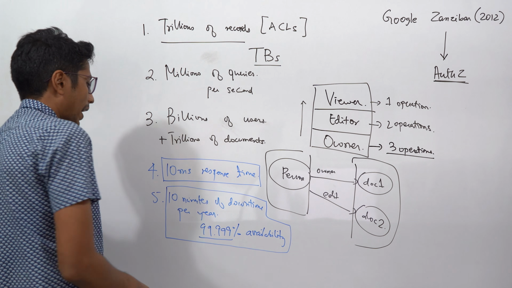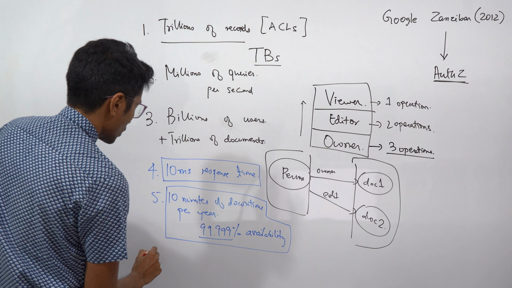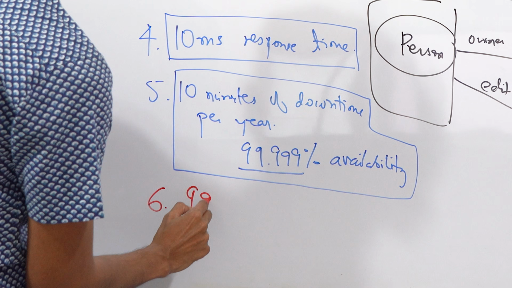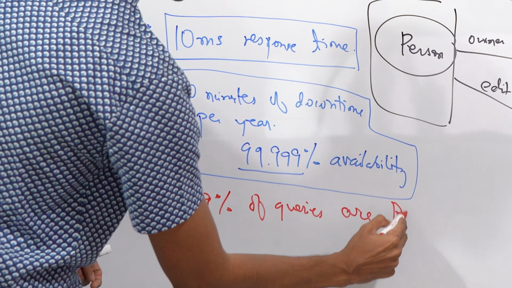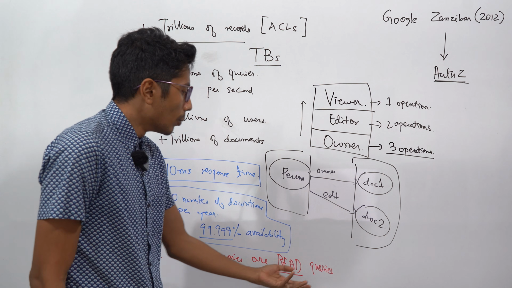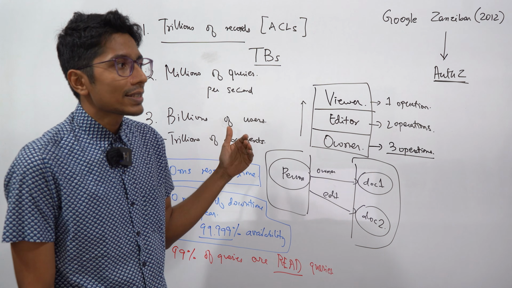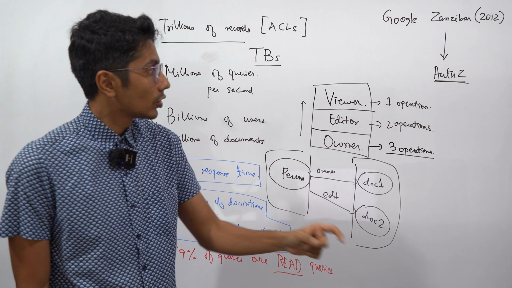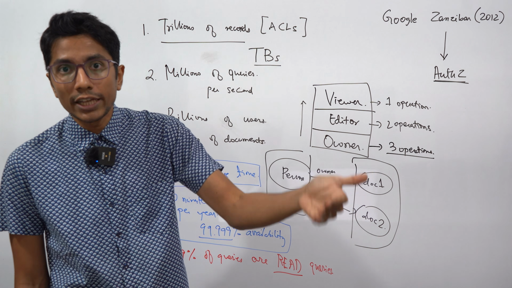And one clue that you have in terms of how this system is going to be accessed is that 99% or greater of your queries are read queries. Most likely you're going to be setting the permissions of a document when you create it. You at least have 99 reads of that authorization access control list before a change is made to the document.